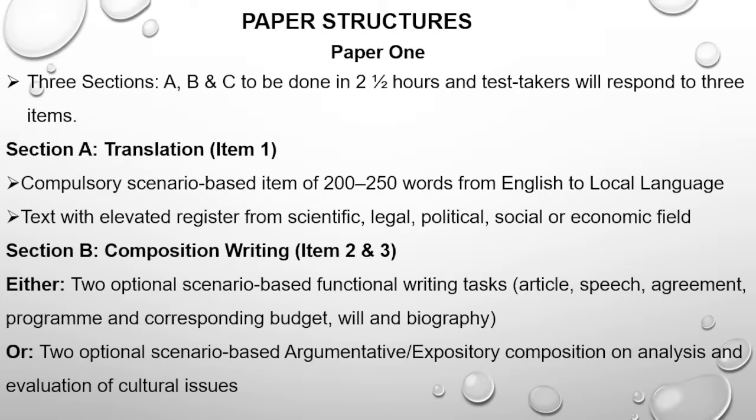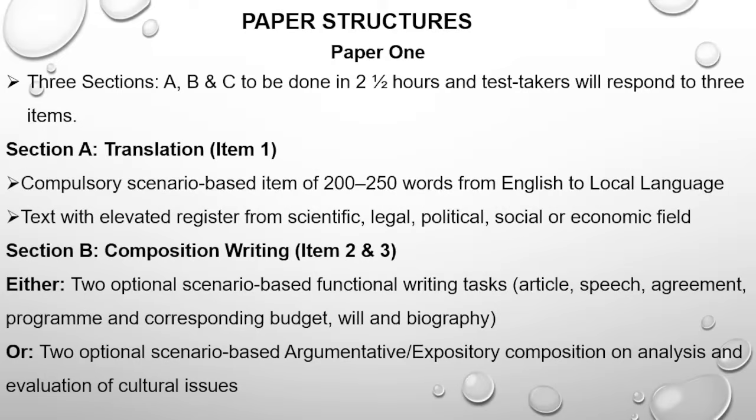We have either/or in this section. If this year the setting is focusing on functional writing, then the two scenario-based items will only be set from functional writing, and the learners will have to select one of the two. If next year the setting is going to be on argumentative or expository composition, that therefore means functional writing will not be set in that situation, but we shall have two items from either an argumentative or expository composition perspective.